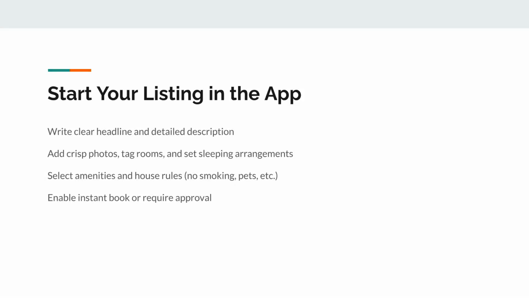In the app, write a clear headline and detailed description. Add crisp photos, tag rooms, and set sleeping arrangements. Select amenities and house rules, and decide whether to enable instant booking or require approval.